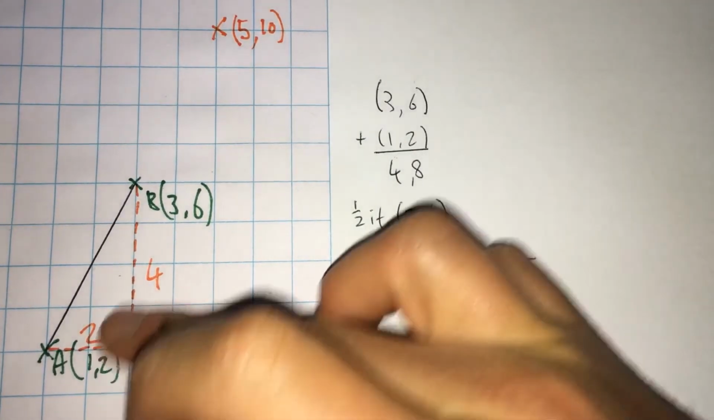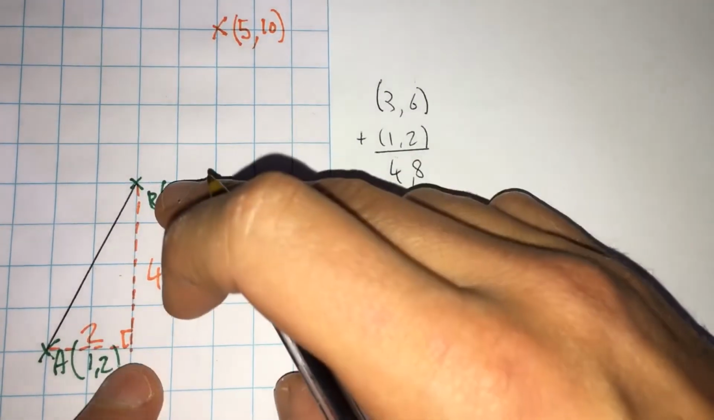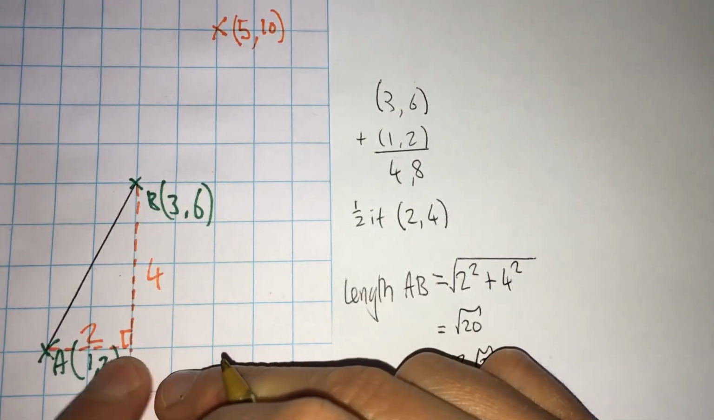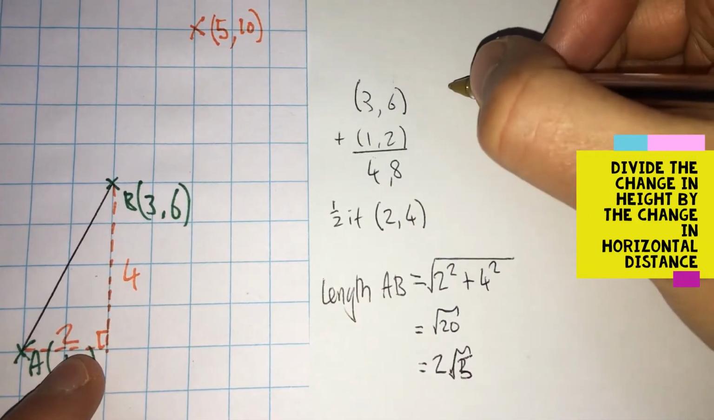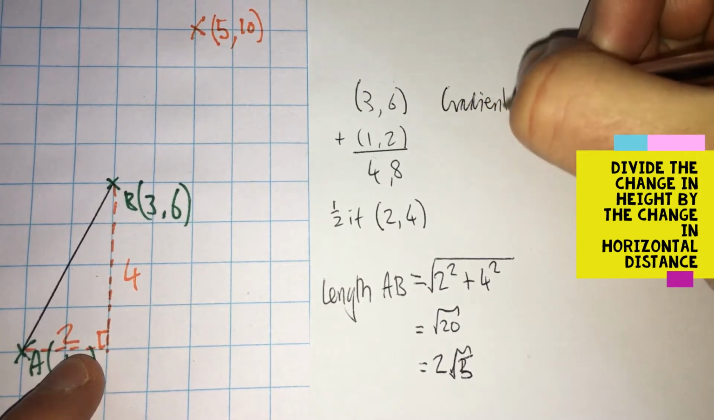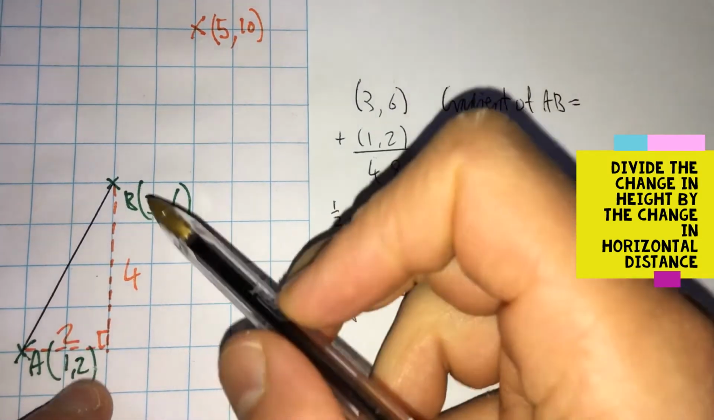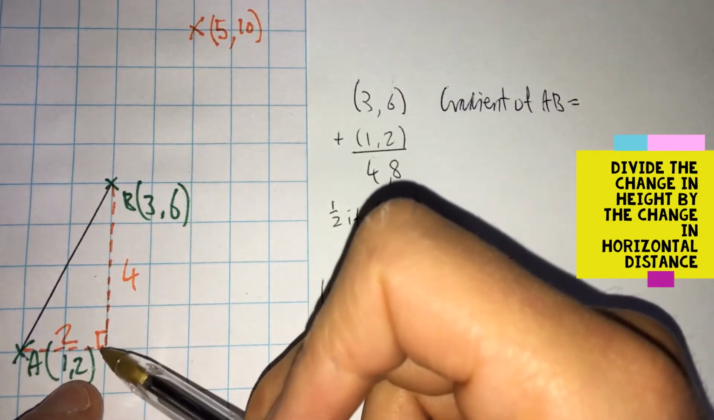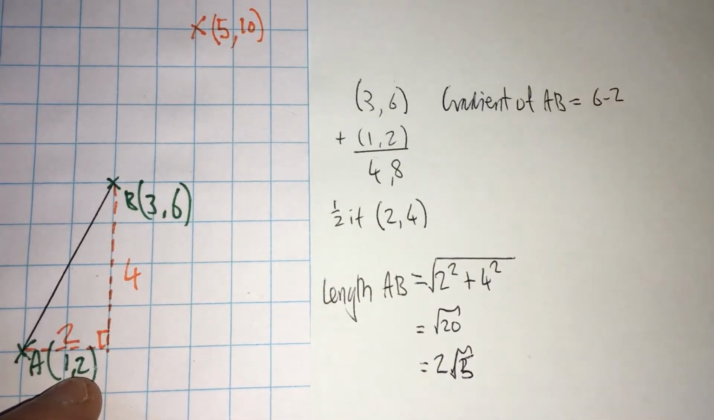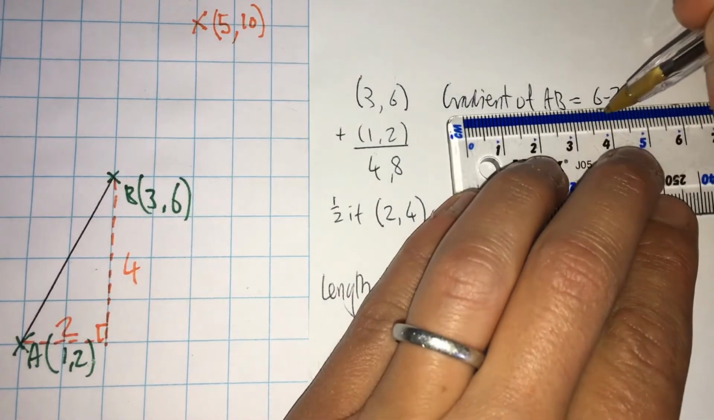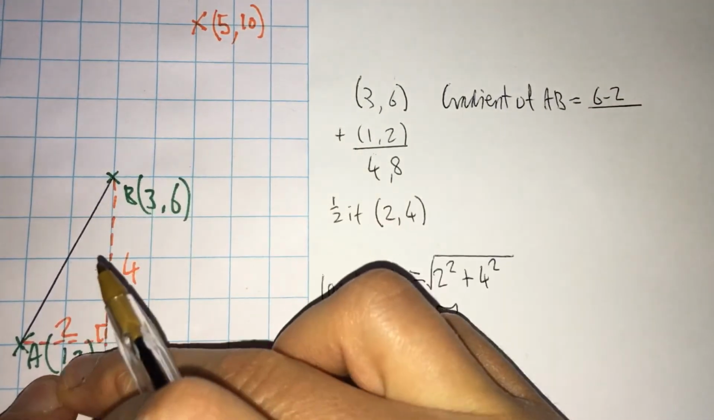What else can we do for this line? Well, how about the gradient, how steep it is? We've already got the difference in y values there and the difference in x values, so we can calculate the gradient of this line. Let's do it here. So the gradient of AB equals the change in the y values that we've got here. So 6 take away 2, we already know that's 4. And then we're going to divide that by the change in x values. So we've gone from 3 to 1.